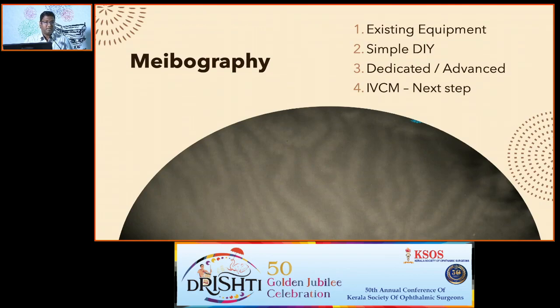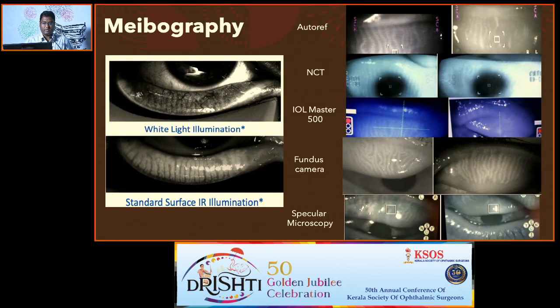Now meibography is not something that needs special equipment. You can do it with your existing equipment, or there is a simple DIY I will share with you. Then there are dedicated equipments and also IVCM if you have access to it. If you see, this is white illumination, and with surface IR illumination, the meibomian glands stand out. These are different equipment readily available in your OPD: your autoref, NCT, IOL master, fundus camera, and even specular microscope. If you are able to just evert the lids, you can beautifully see the meibomian glands.